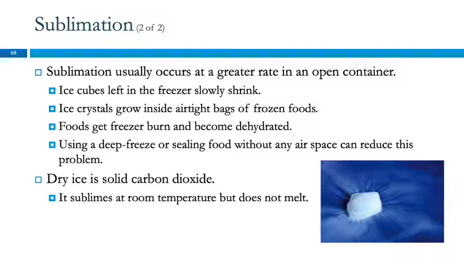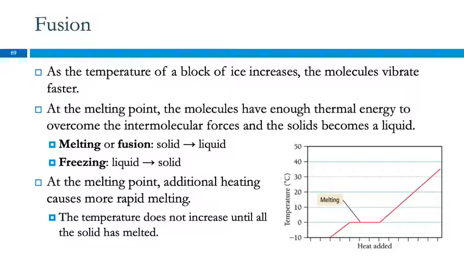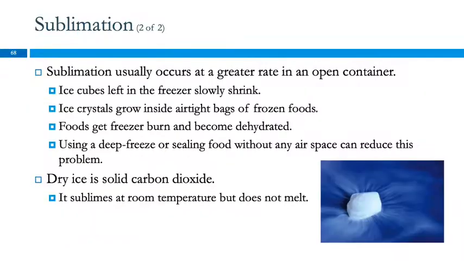Dry ice is a very cool substance. I guess that was a pun, but I didn't mean it to be. It's solid carbon dioxide. It sublimes at room temperature, but it doesn't melt. That's why they call it dry ice. It's like ice, it keeps your food cold. But regular ice, I guess you could call wet ice because it melts and gets everything soggy. Dry ice doesn't melt, it just goes directly to the gas state. Any questions about sublimation?